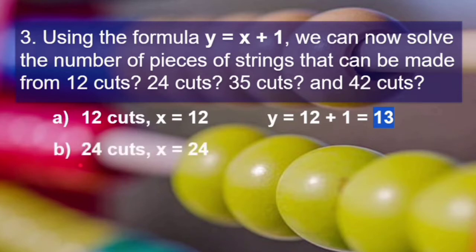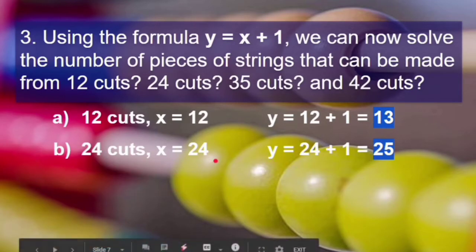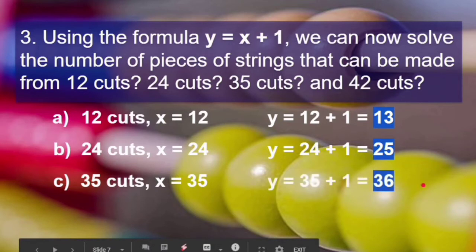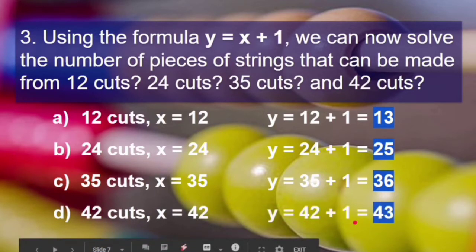Okay, so for 24 cuts, substitute x by 24. So we will have 24 plus 1. So the number of strings, or y, is 25. Okay, so for 35 cuts, we have x equals 35. So y equals 35 plus 1, which is equal to 36. And lastly, 42 cuts. So y is equal to 42 plus 1, and that is 43.